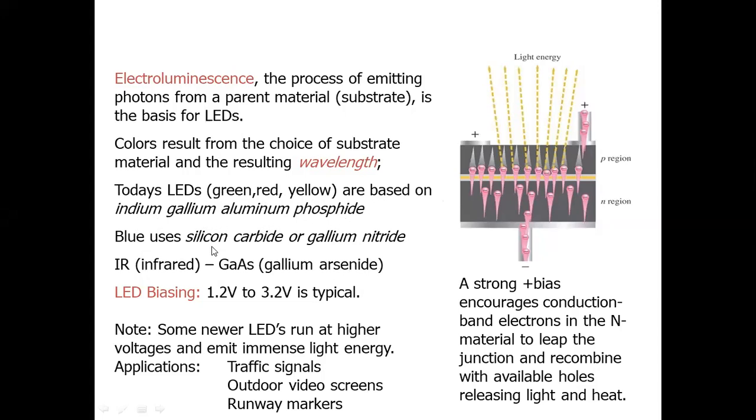Blue uses silicon carbide or gallium nitride. IR, which is infrared, uses gallium arsenide. For the different colors, these are the only ones where colors are visible: green, red, yellow, blue, and white. We get four to five colors from LEDs. Is it clear now how we get the color?